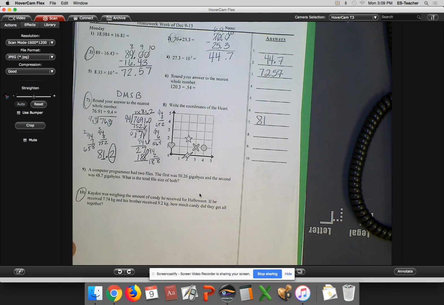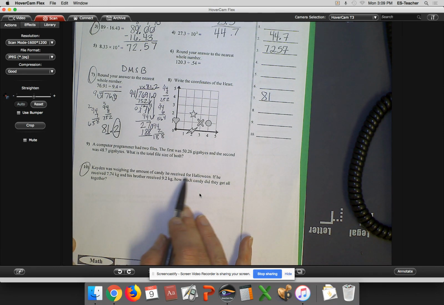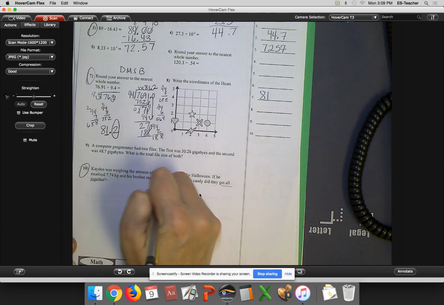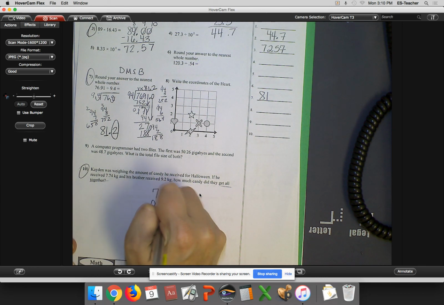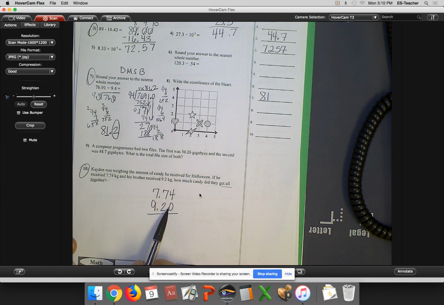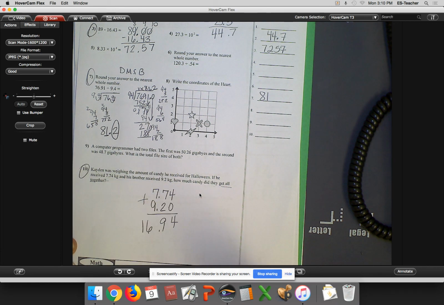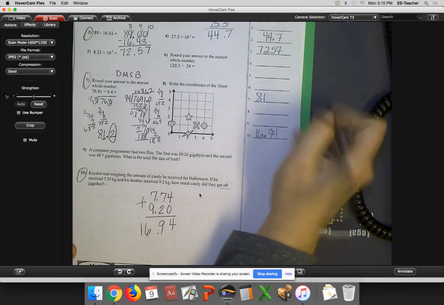All right, and then I have number 10. Caden was weighing the amount of candy he received for Halloween. If he received that many kilograms and his brother received that many kilograms, how much candy did they get all together? Okay, so I'm just going to add this because it says all together. 9 and 2/10. I put a 0 there just as a placeholder. So my answer is 16 and 94 kilograms.